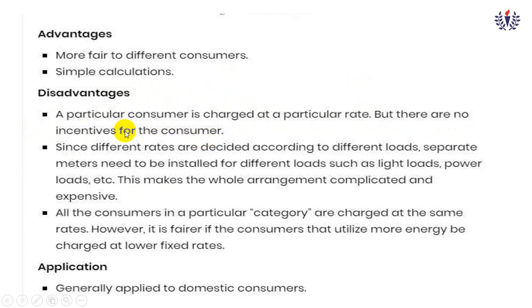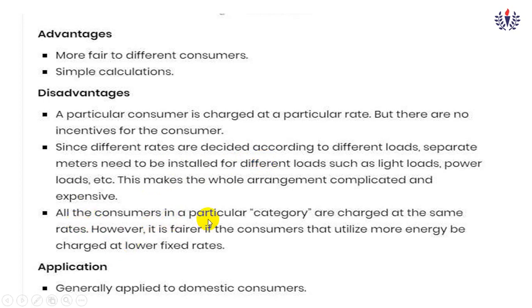We should keep that in mind. And the second drawback is that since different rates are decided according to different loads, separate meters need to be installed for different loads. So that is one more drawback. For example, a light load and a power load. For these types of load, we should use a different meter. I think we may study the energy meter in the next module. For the power load, we should put a separate energy meter. So we should install it. Installing cost is expensive, and it's complicated. We have to identify them and we have to install them.